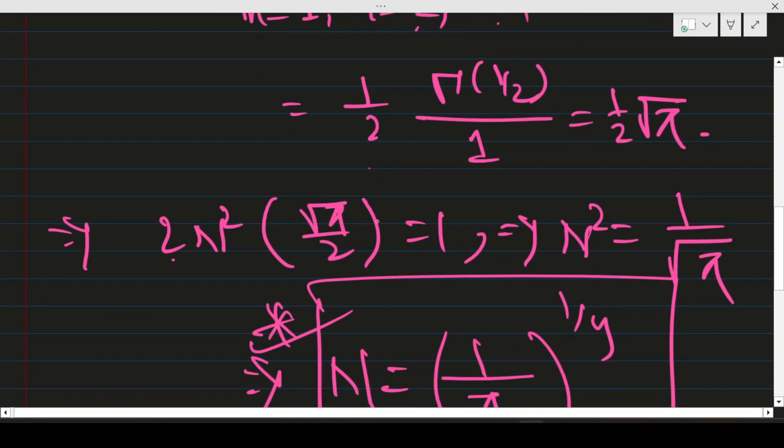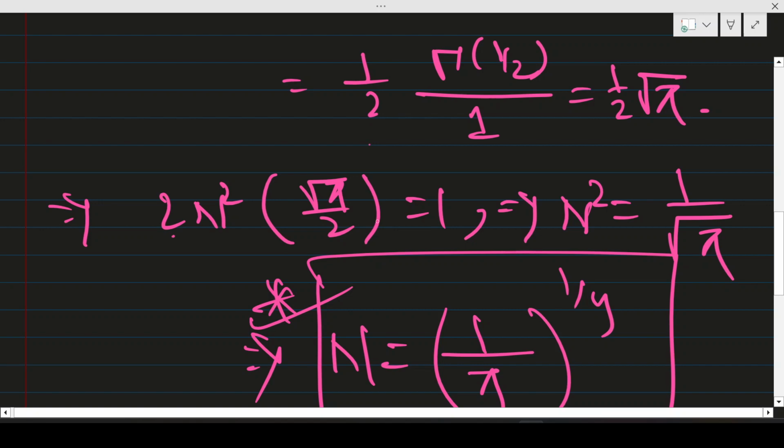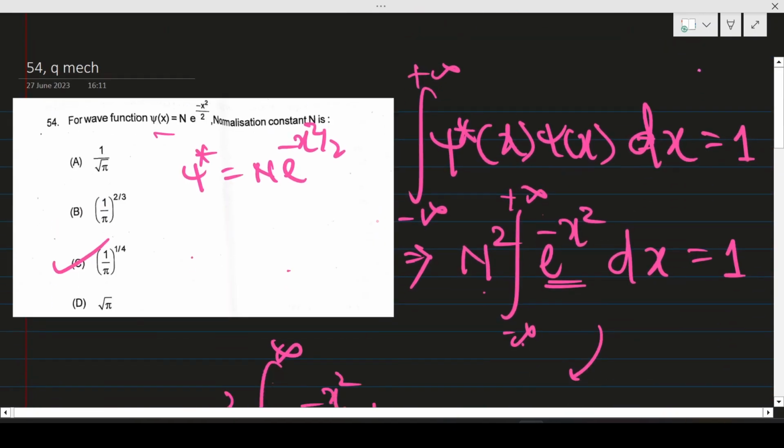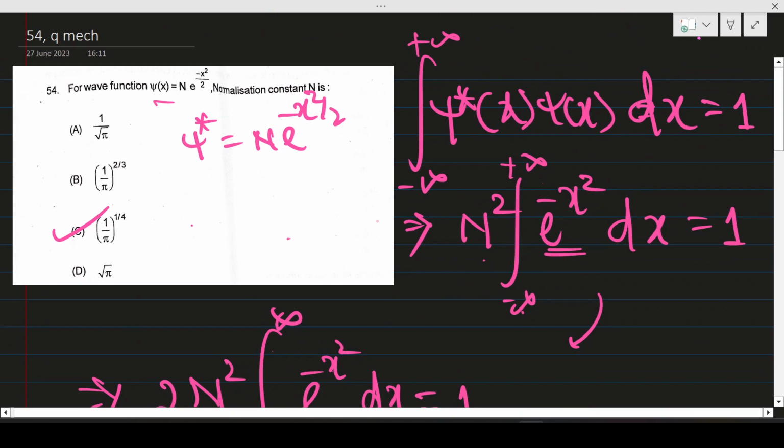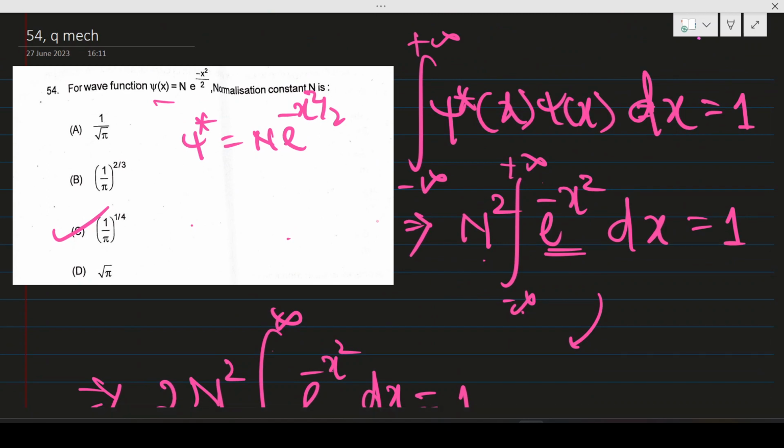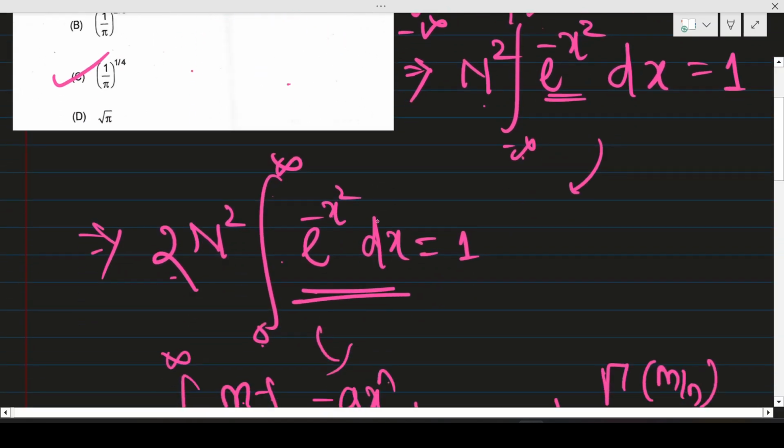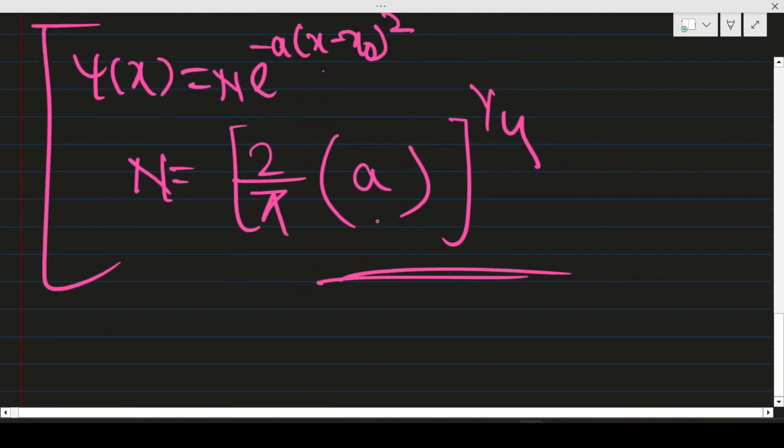So using this, 2 N square into root pi by 2 equals 1. So N square equals 1 by root pi. So N will be 1 by pi whole to the power 1 by 4. So this is the answer, 1 by pi whole to the power 1 by 4. This is the general procedure to find the normalization constant. But since it is a Gaussian function, there is a shortcut formula. I don't know whether you know about the Gaussian function or not, but for the Gaussian function, what is it?